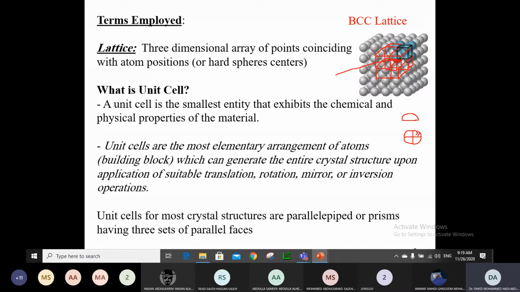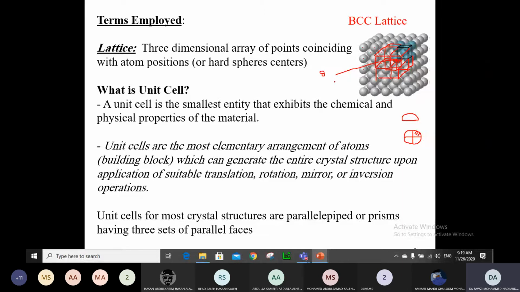Each of these falls in one unit cell. So 1, 2, 3, and 4. Each one falls in the upper half. We're talking about the upper half. The unit cell ends there. So the upper half is being shared by 4 unit cells: 1, 2, 3, 4. And the lower half is being shared by the lower unit cells: 1, 2, 3, and the one at the back there, 4. So this means that one atom is being shared by 8 unit cells.